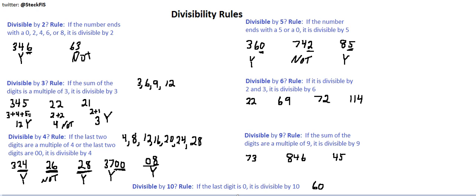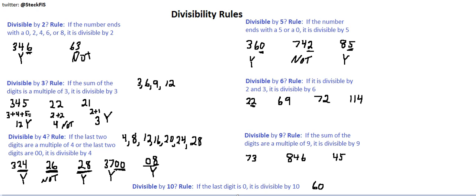Now, here on the divisible by 6 rule, if it is divisible by 2 and 3, it is divisible by 6. So what I like to do is start with 2 because that's easier. Now remember the divisible by 2 rule: if it ends with 0, 2, 4, 6, or 8, then it's divisible by 2. So let's look. 22 ends with a 2, so it would be divisible by 2.